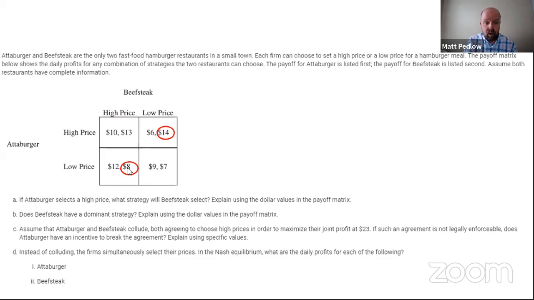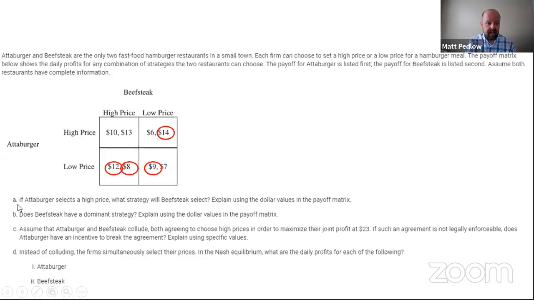Then if Beefsteak goes high, if Ataburger goes high, they get 10. If they go low, they get 12. They're going to go low. And if Beefsteak goes low, if Ataburger goes high, they're going to have 6. If they go low, they're going to end up with 9. So we know Ataburger now has a low dominant strategy to always go low, which means Beefsteak will end up going high because if they go low, $8 is better than 7.